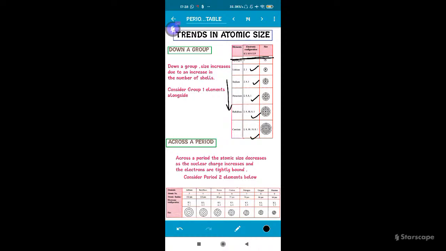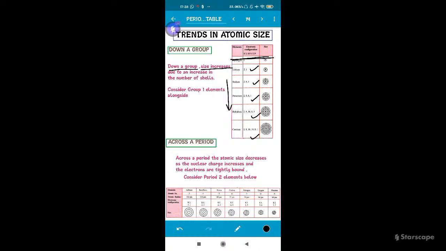shells. And as a result, since the number of shells are increasing, the size is also increasing. So the lithium element has the smallest size and cesium has the largest size. So as we move down the group, the size of the atom will increase. Why? Because the shells are increasing. Like we just studied, more the number of shells, more is the size. So as we move down, the shells are increasing and hence the size is also increasing.